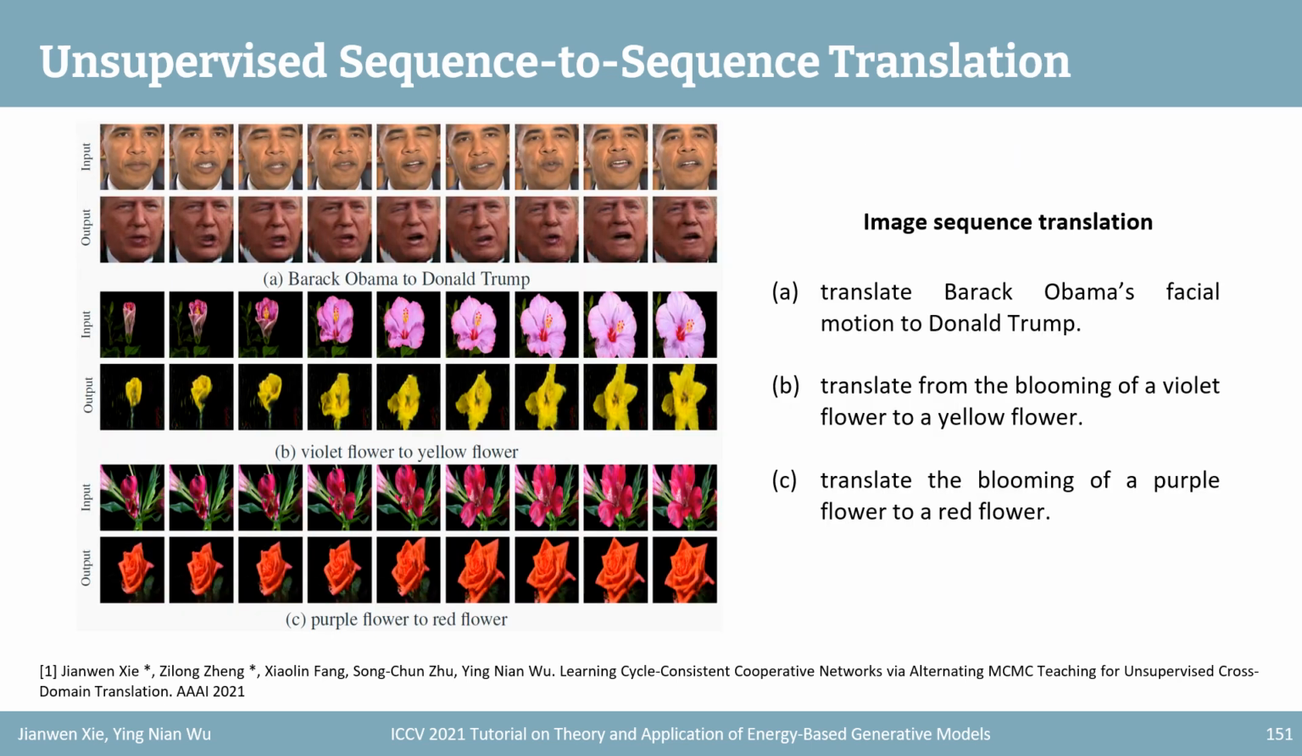Here, we show some qualitative results of unsupervised sequence-to-sequence translation. In the first example, we translate Obama's facial motion to Donald Trump. In the second example, we translate the blooming of a violet flower to a zero flower. In the third one, we translate the blooming of a purple flower to a red one.